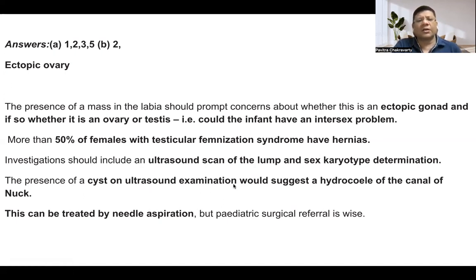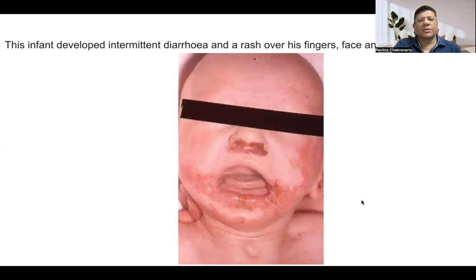A cyst on ultrasound examination would suggest a hydrocele. Now, treatment: obviously, it can be treated by needle aspiration, but pediatric surgical referral is basically the most important thing. I would not do needle aspiration. That is not very important. So this is the thing. Let's go to the next one.